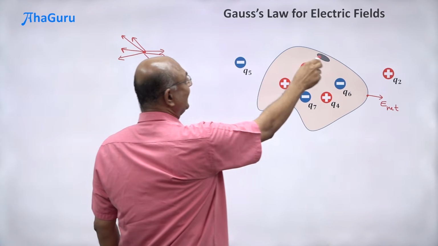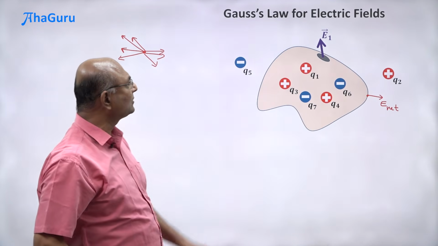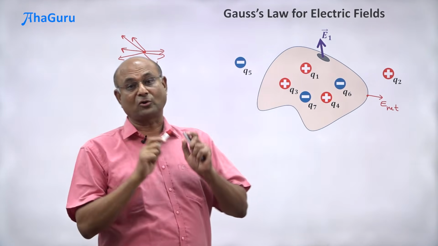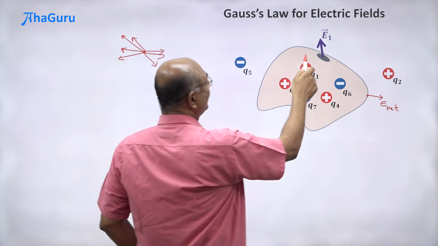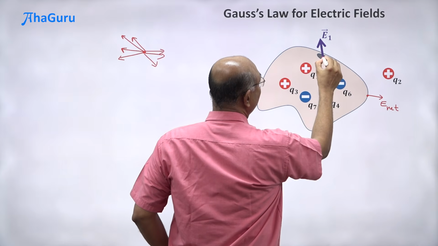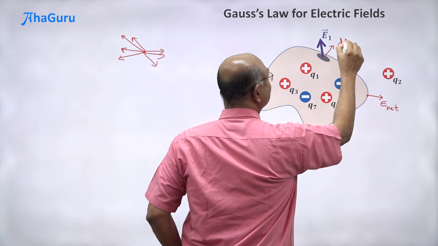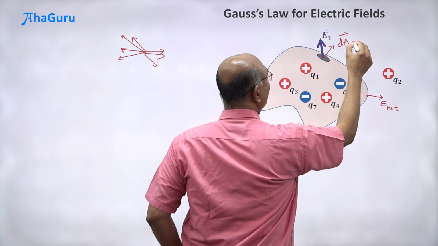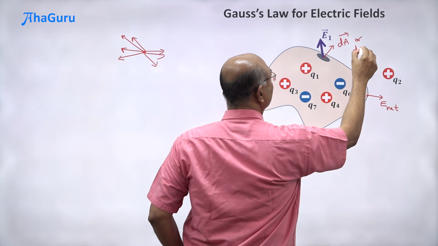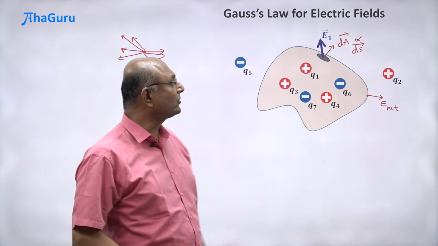So if I pick this place, a small area, let us say that the net electric field was pointing in that direction, and let us call that E1. Now you can take E1 dot this area vector. The area vector is going to be pointing like this. This is dA or dS vector. People usually use S for area. So dS vector or dA vector.